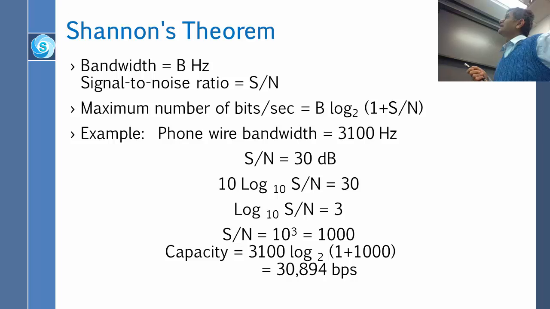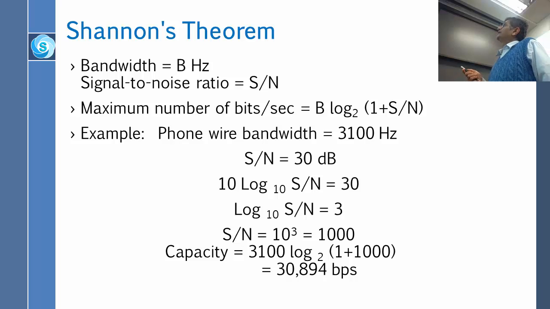And his formula is that if you take signal S and the noise N, measure them, and then take the ratio, add 1, take log base 2, and multiply by the bandwidth, that is the maximum data rate you can get, the maximum bit rate you can get.